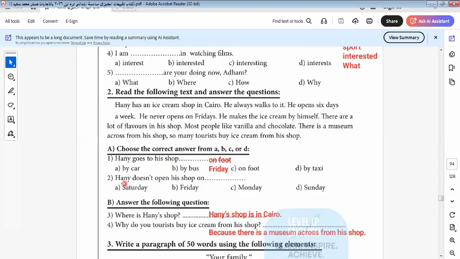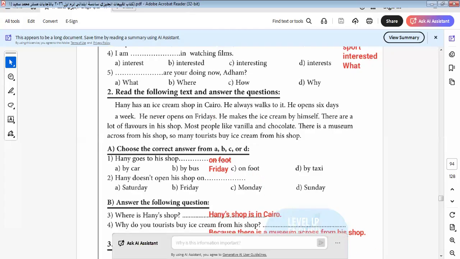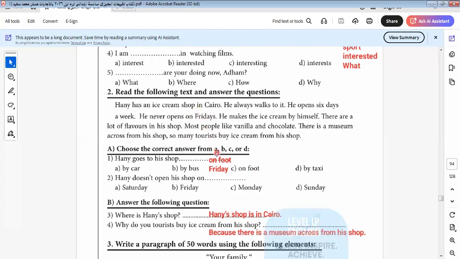On foot. When I say he walks to work, this means what? Walks means on foot. So we must understand the text very well, because there is a meaning beyond the words. When you say walks, I know that it is on foot. So we must understand this when answering the questions. Hani doesn't open the shop on Friday.